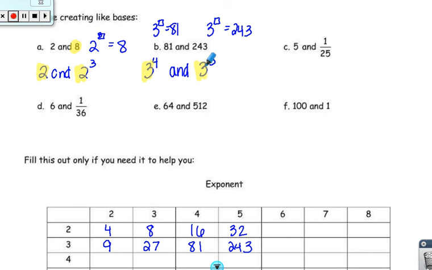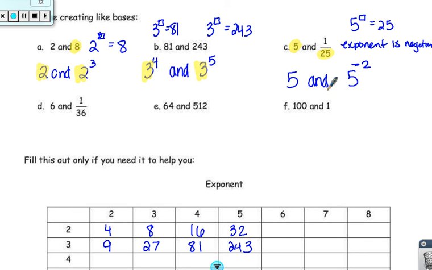Okay? Looking at C, you have 5 and 1 over 25. Well, what's another way to write 25? Can I make 25 have a base of 5? 5 to the what power is 25? You guys know that 5 squared is 25. If it's a fraction, my exponent has to be negative. So 5 to the negative 2 gives me 1 over 25. Because remember, the negative would move to the bottom, and then 5 squared would be 25. So 5 and 5 to the negative 2 make like bases.